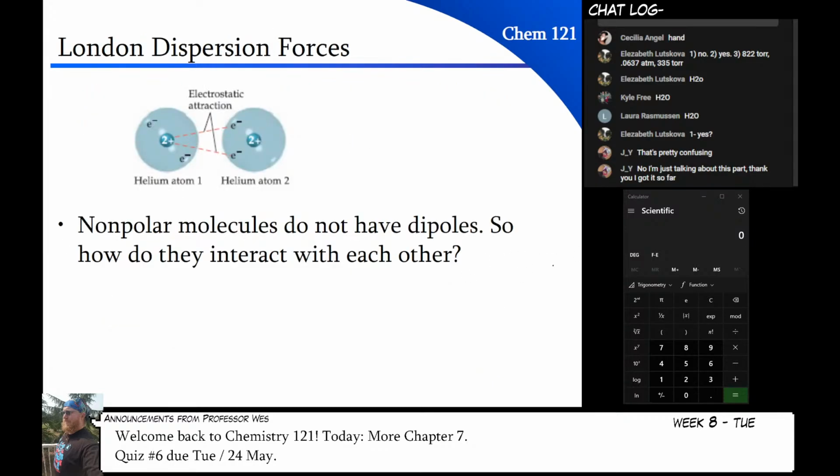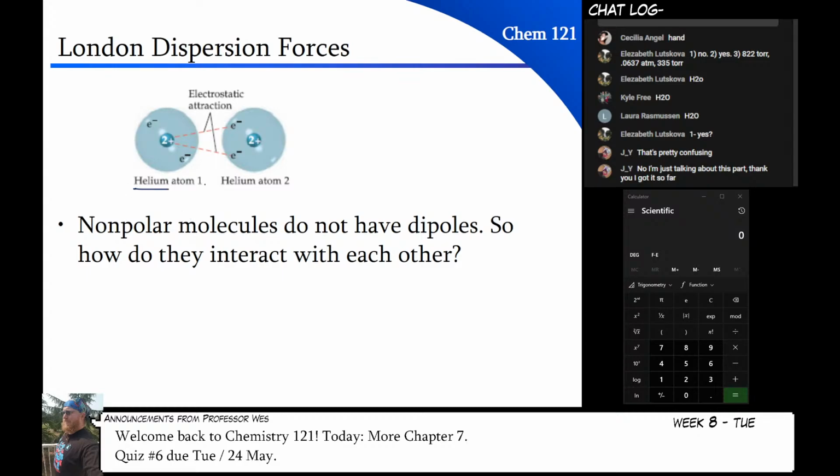All right. The last intermolecular force we're going to talk about today in the last 10 minutes we've got is what do we do about nonpolar molecules? Do nonpolar molecules interact with each other in any way? And the answer is yes, sort of, which is not a very compelling answer. But let's look at this in a little more detail and see if we can get an idea.